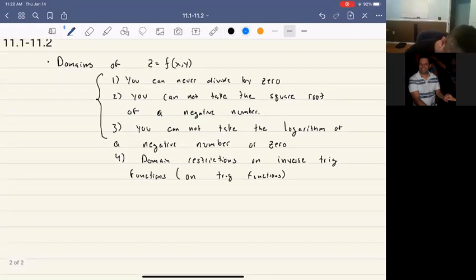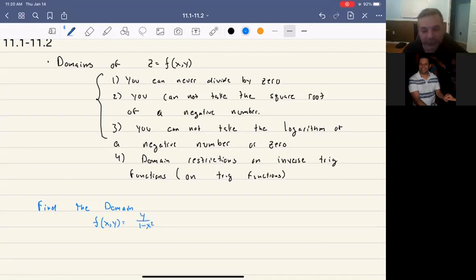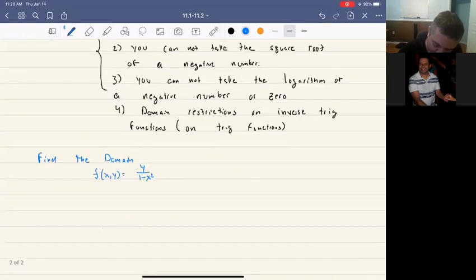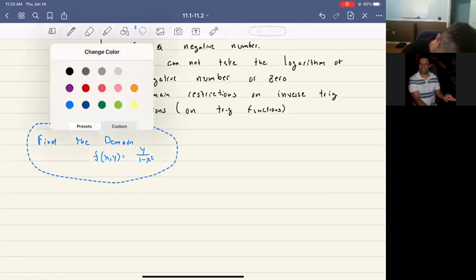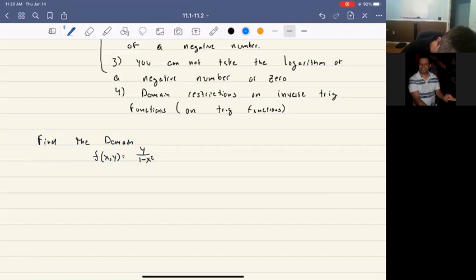So let's do some examples. Let's find the domain for f of x, y equals y over 1 minus x squared. In this case, just like in college algebra, the denominator can't be 0. So 1 minus x squared cannot equal 0. So x cannot equal plus or minus 1.